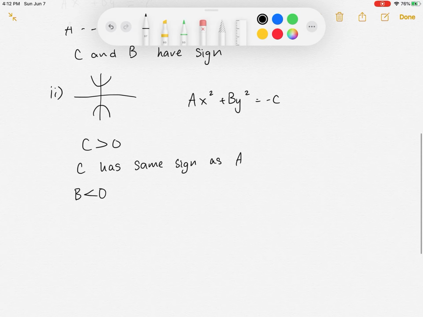And this is because if you do this, no matter where you move it, C will be negative, B will be negative, and A will be positive.